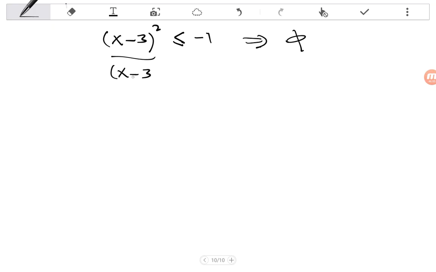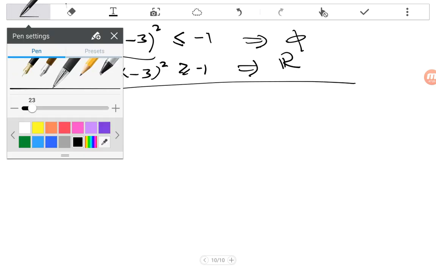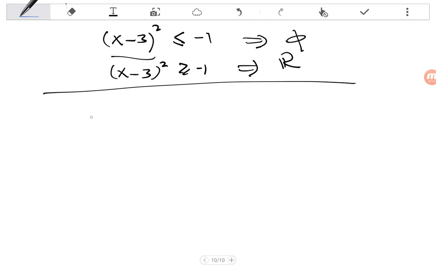And if I told you x minus 3 all squared greater than or equal to negative 1, what would be the solution? It will be all allowed values of x, which in this case is R. What if I asked for this inequality, x minus 3 all squared less than or equal to 4? Now in this case, this cannot be found by logic as in these two.